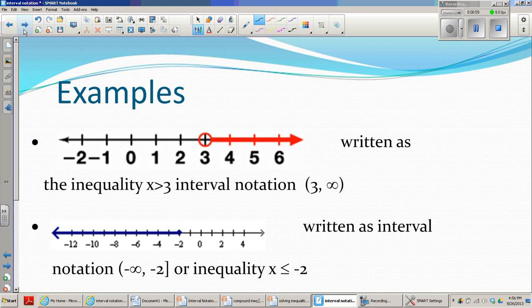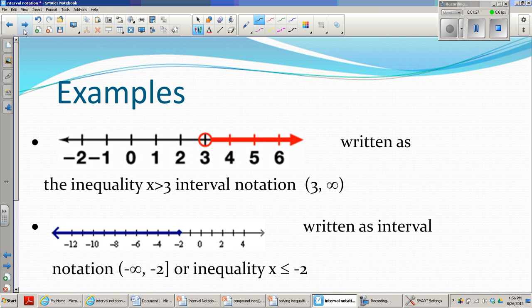Now let's write it as an interval notation. Smallest value is 3, and it goes on forever. So we have infinity. This is the infinity symbol. Since we have an open circle at 3, we're going to use a parentheses because it's not equal to 3. We always have a parentheses on infinity.